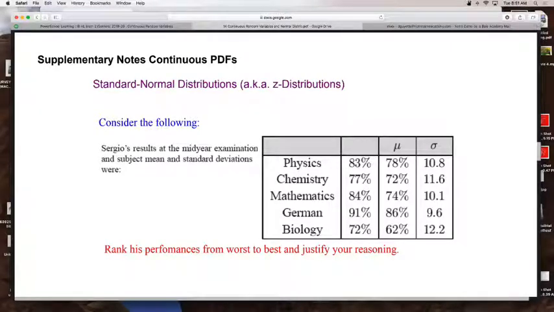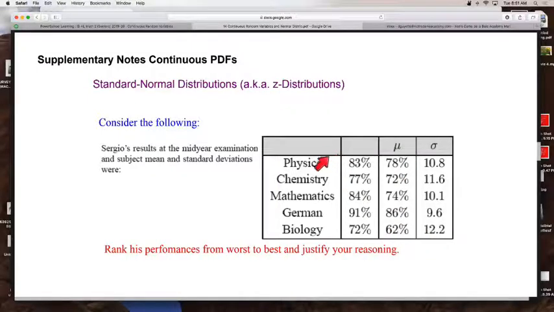Hi, for today's video, I'd like to look at z-scores when dealing with normal distribution functions. Now, to set up the reason why z-scores are relevant or useful, I wanted to look at some guy named Sergio who took a bunch of tests for midterms, and here you can see his scores, and here you can see the average for the rest of the class and the standard deviation.